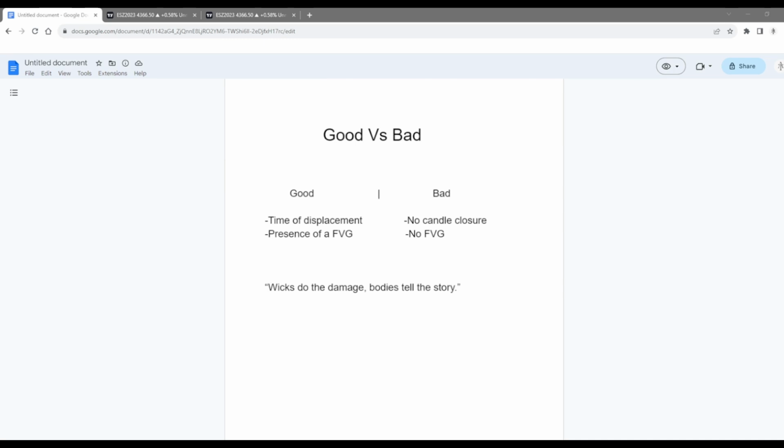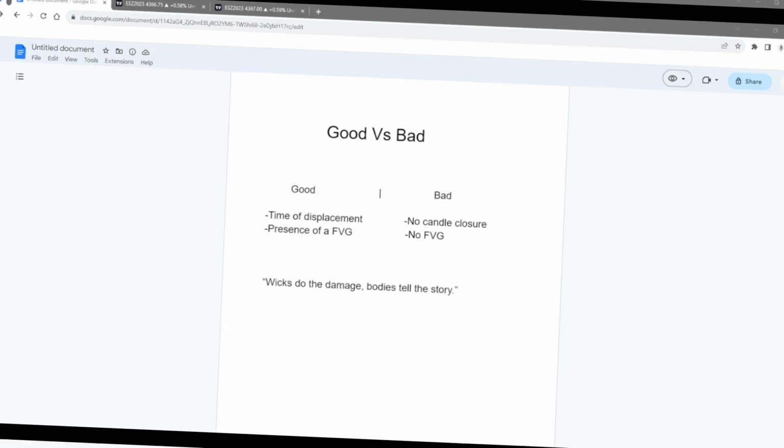Now that we've defined displacement, let's take a look at good versus bad displacement. First, we'll take a look at good displacement. The time of the displacement is very important. We know that time is our most important element. Therefore, the time that it occurs is very important for the displacement. Next is the presence of the FVG. Does price leave an FVG while displacing?